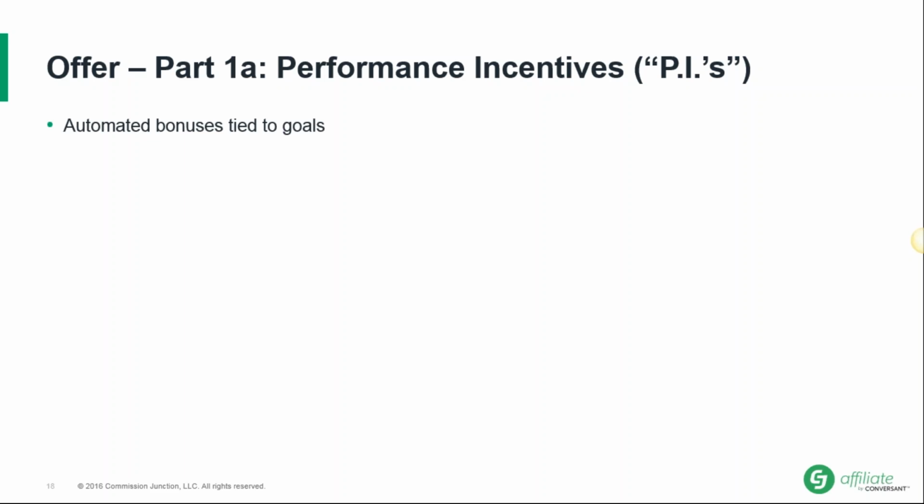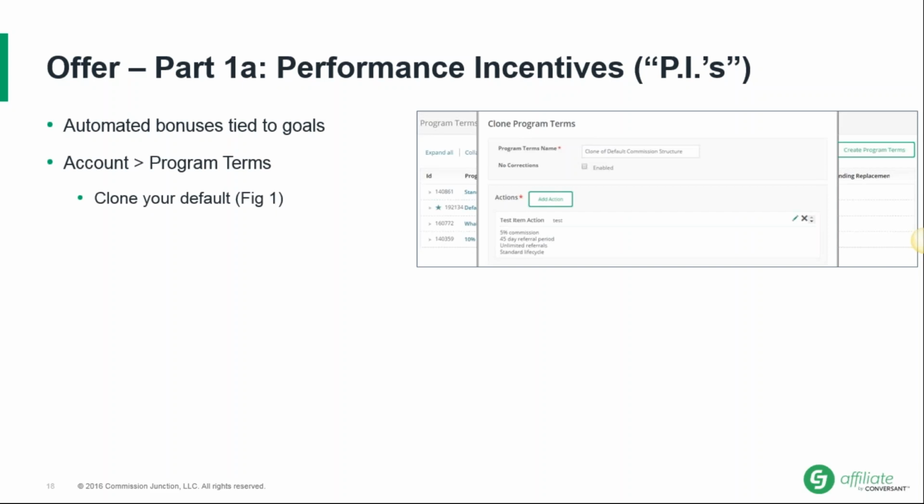I'm going to keep this at a high level, as you can look all of this up in our support center for much more detail. So to create a term with performance incentives, go to Account, Program Terms, and click the Clone button for your default program term. Find the action you want to add your incentives to.